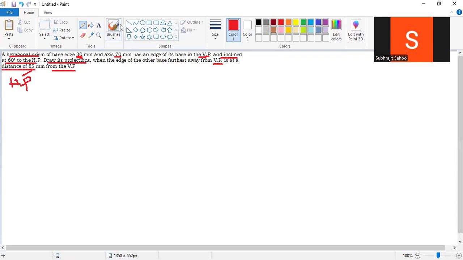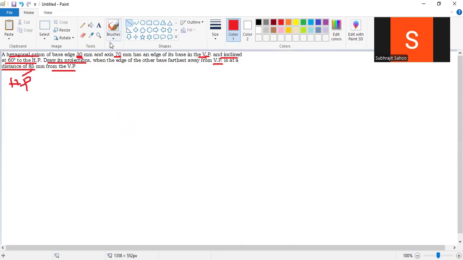Observe how to draw this diagram. Very simple, but a little bit tricky. Actually, this sentence, when the edge of the other base farthest away from the vertical plane is at a distance 85 mm, is very important. It may not be understood by a student very easily, but I will tell the easy method. Don't try to understand this line. I'll tell the easy method how to solve this one.